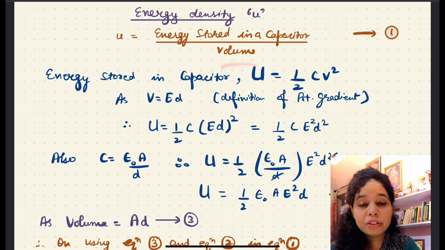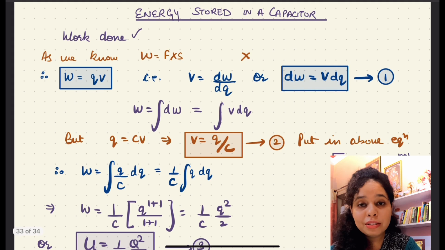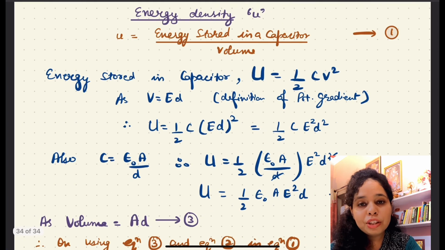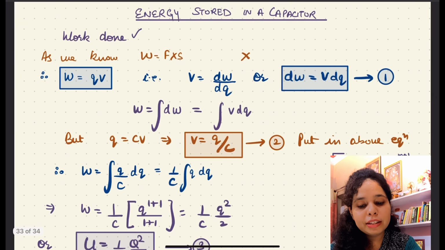It is not called charge density, as I told you previously. It is only called energy density. So this is all about energy stored in a capacitor and energy density.